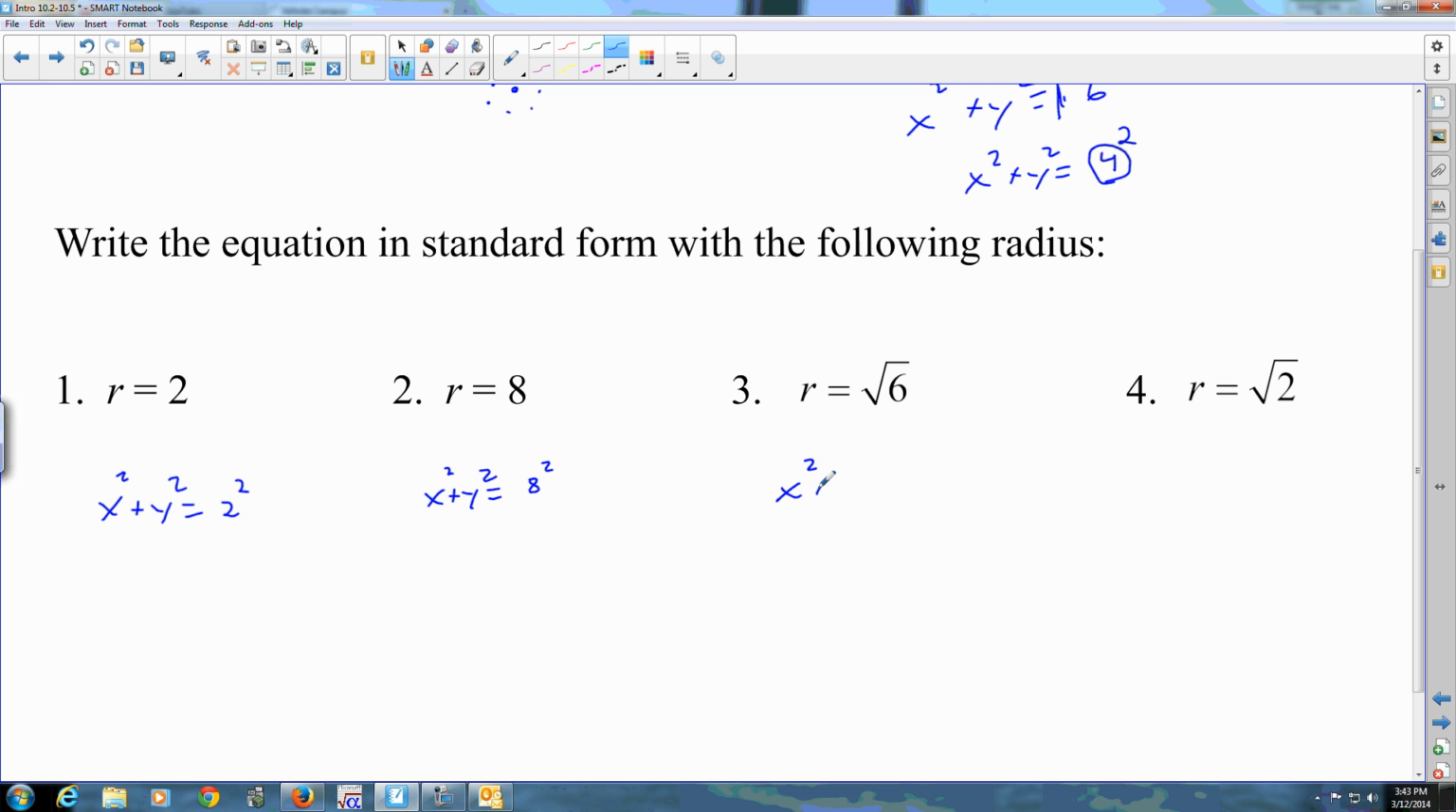x squared plus y squared equals the square root of 6 squared. I'd rather you don't leave it like that. I'd rather you take it one more step. With the 8, I don't mind if you write 8 squared or 64, it doesn't matter. But this, you should clean that up a bit. So x squared plus y squared is the square root of 2 squared. So x squared plus y squared is equal to 2.